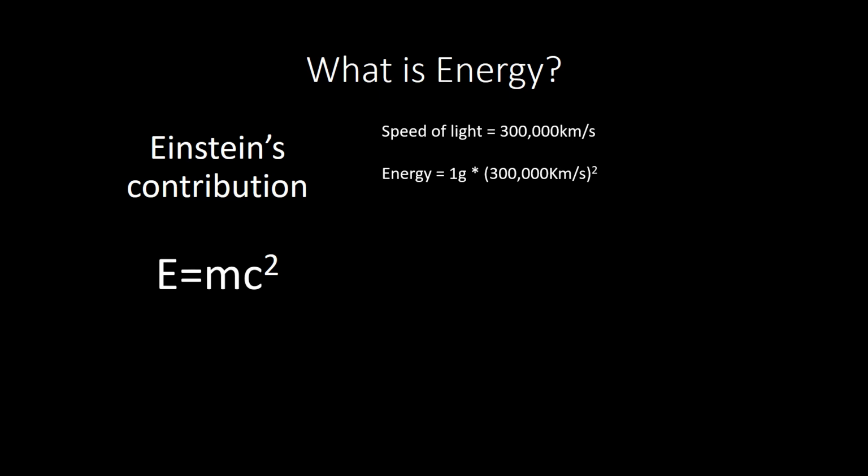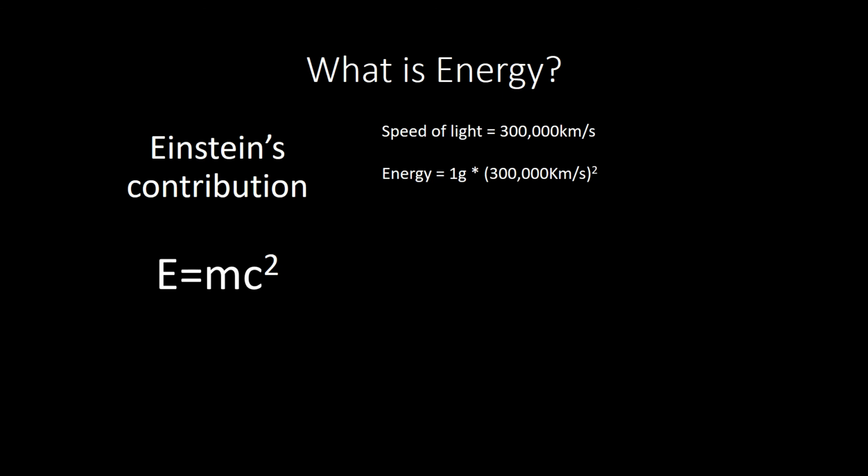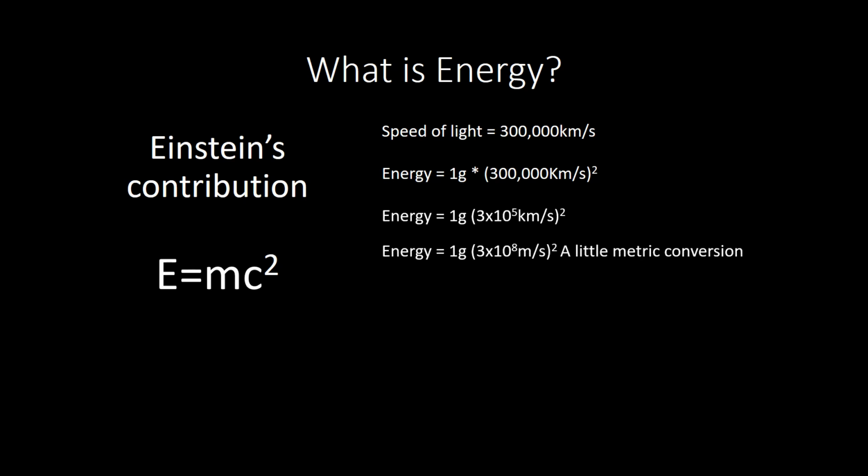Now if I take something that weighs a gram, like a dime, they weigh about a gram, and I can multiply that 1 gram times 300,000 kilometers per second squared, we can start to understand how much energy is tied up in matter. Let's continue. Next, we're going to convert 300,000 kilometers per second into scientific notation so it gets easier to work with. We'll do a little metric conversion. We'll convert kilometers to meters. There's about 1,000 meters in a kilometer. That's why that number goes up from 5 to 8. And then we're going to square it. That's going to give us a big number. 1 gram times 9 times 10 to the 16th meters squared over seconds squared.